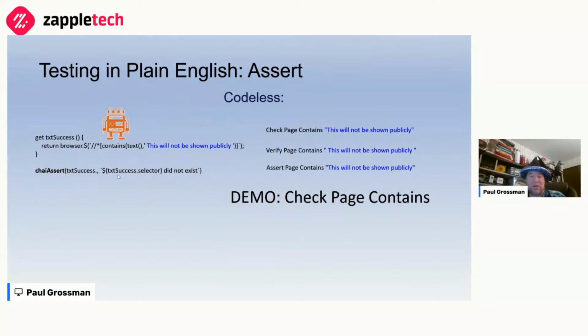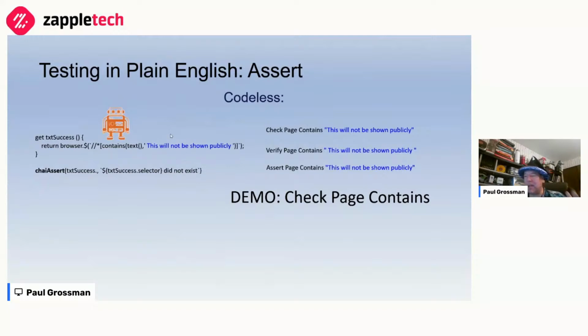What I'm doing over here is saying, this element did not exist if it fails. So I'm basically doing an assert of text success, which means that if it exists, fine, and if it doesn't exist, we're going to put out an output: the text success selector doesn't appear. My selector is "This will not be shown publicly." That's the text I am looking for on my page.